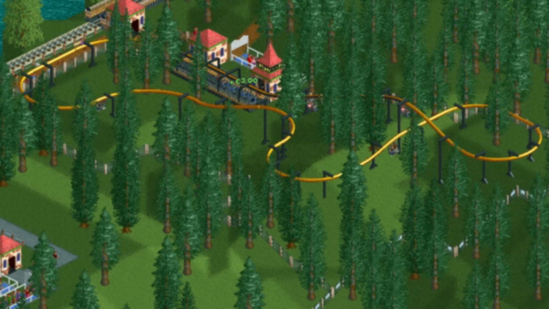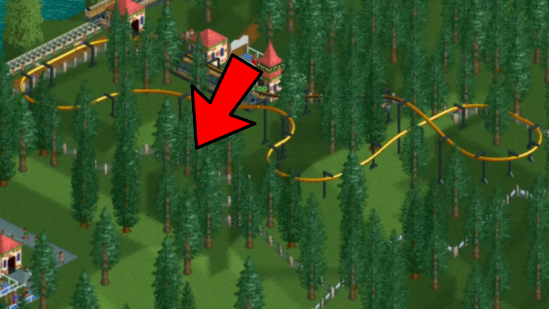If you want to learn about another bug in RollerCoaster Tycoon, you can watch this video about why this tiny little car ride is somehow 20 kilometers long.